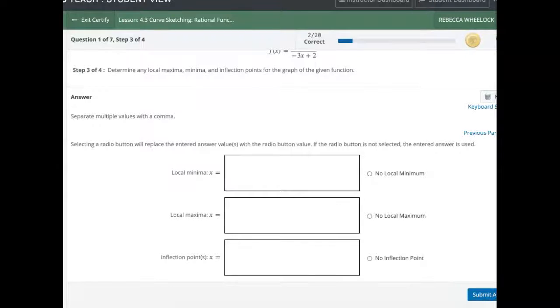Lots of points. So this is actually really fun. You just get to hit no local max, no local min, and no inflection point. Ba-bam!